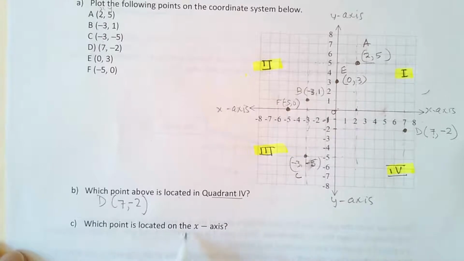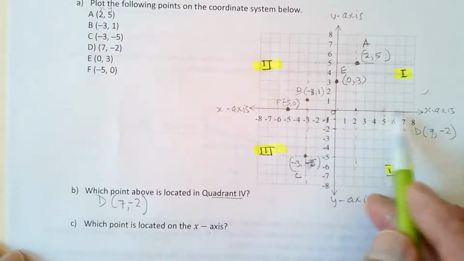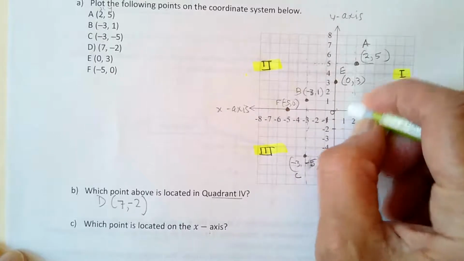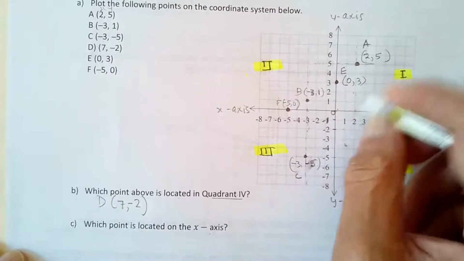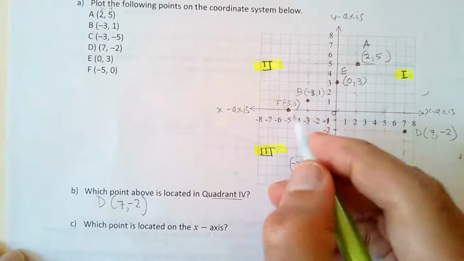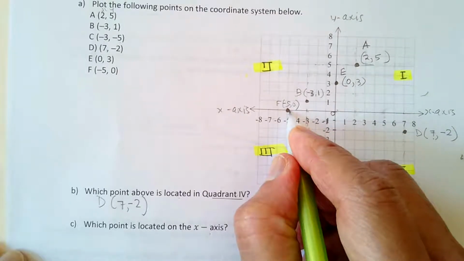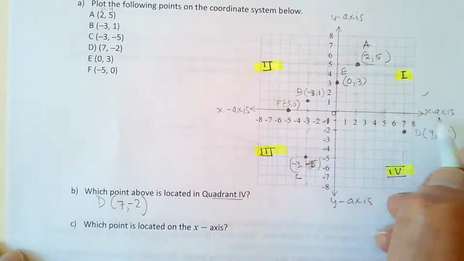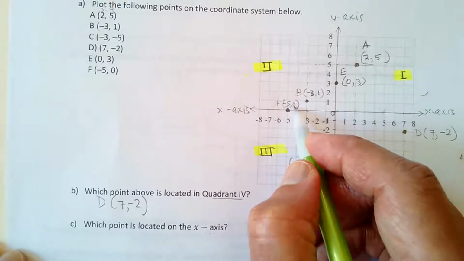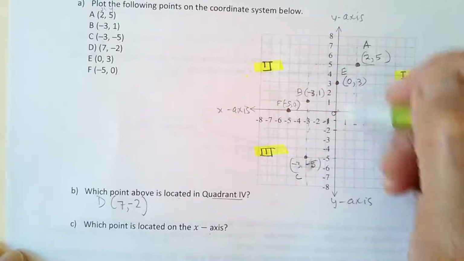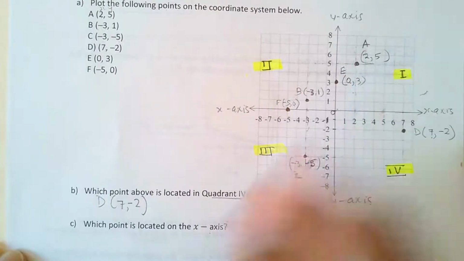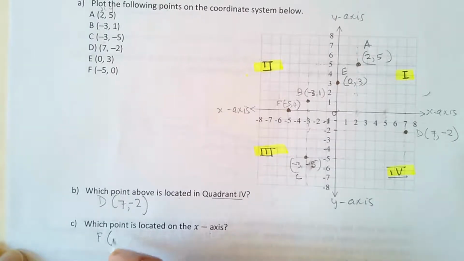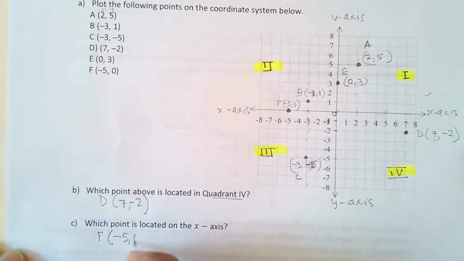Which point is located on the x-axis? So this is your x-axis here. Notice, whenever it's on the x-axis, the y-coordinate is 0. And whenever it's located on the y-axis, the x-coordinate is 0. So we have F, which is (-5, 0).